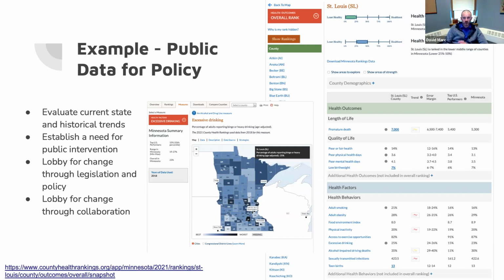So here's an example of using the county health rankings and looking at different data in St. Louis County, and seeing that in St. Louis County, the percentage of adults reporting binge or heavy drinking is higher compared to many counties in Minnesota.